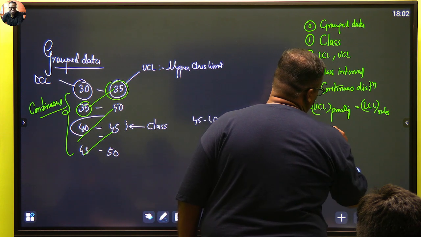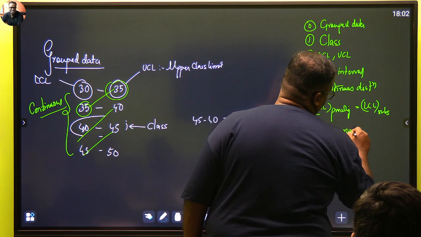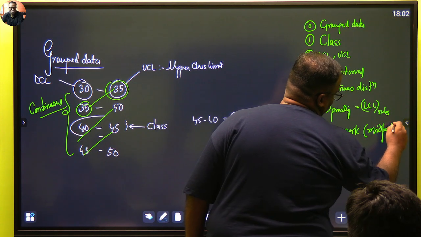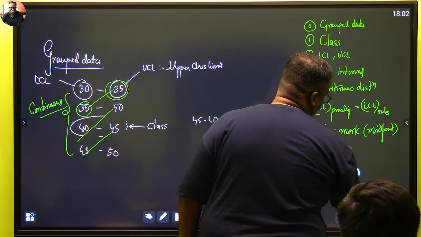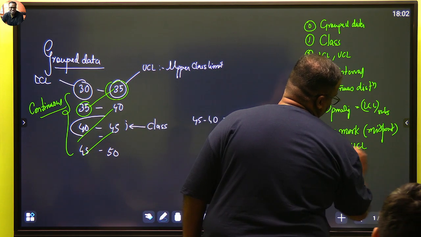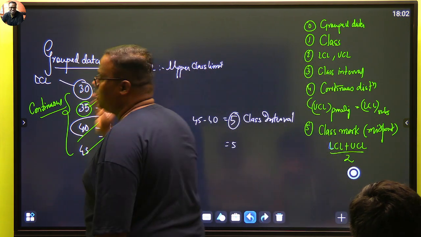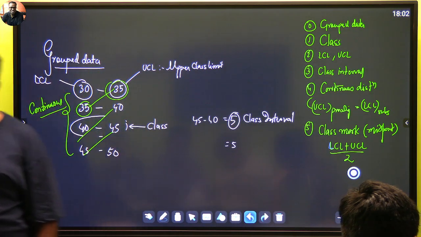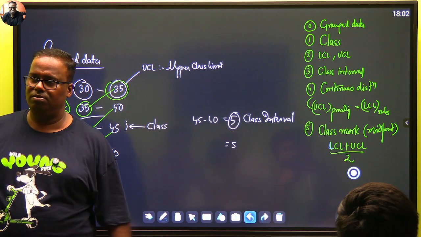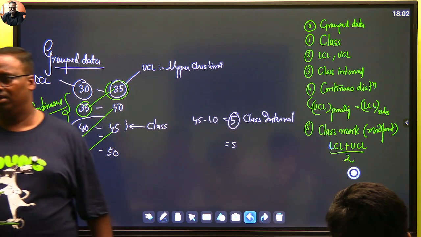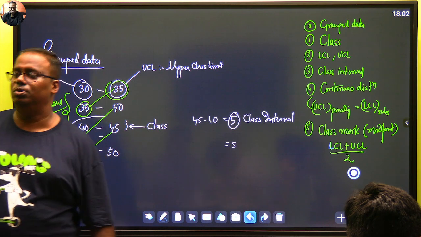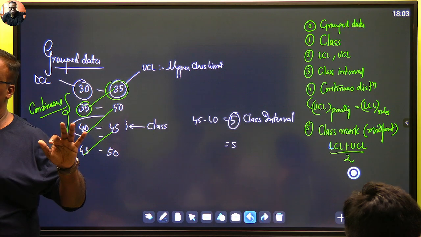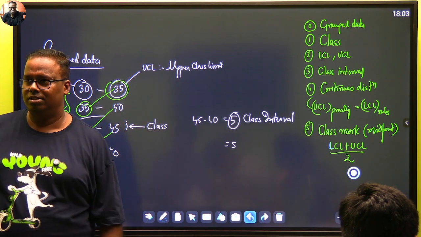Something known as class mark. Class mark is the midpoint. The way to find the class mark is LCL plus UCL divided by 2. So what should the midpoint of 30 to 35 be? 32.5. Add 30 and 35, that's 65. You divide 65 by 2. 60 divided by 2 is 30, 5 divided by 2 is 2.5. So 32.5. इसे हम कहते हैं क्लास मार्क.